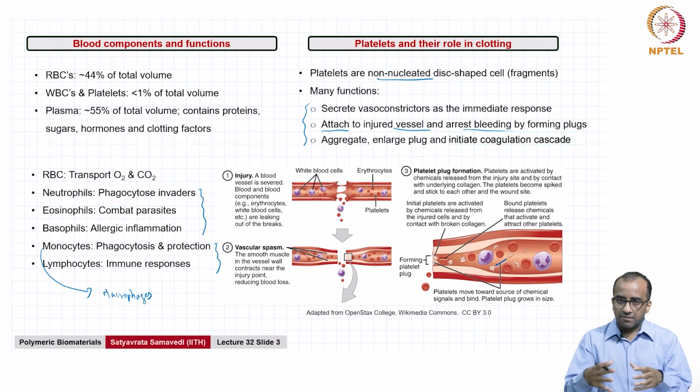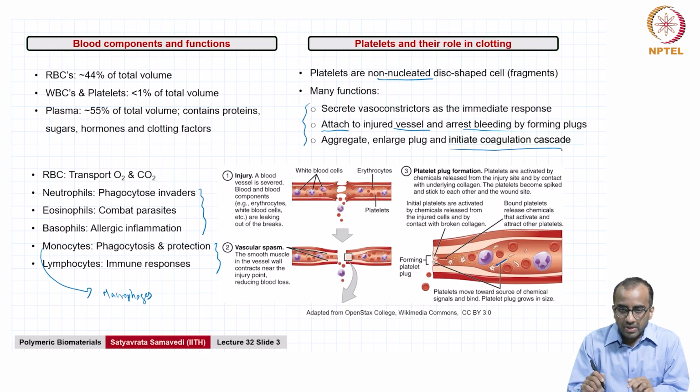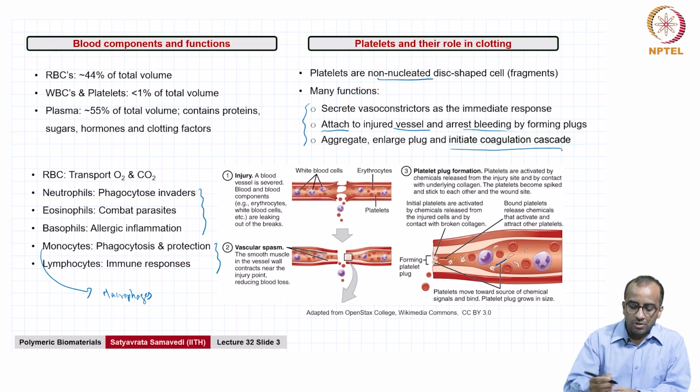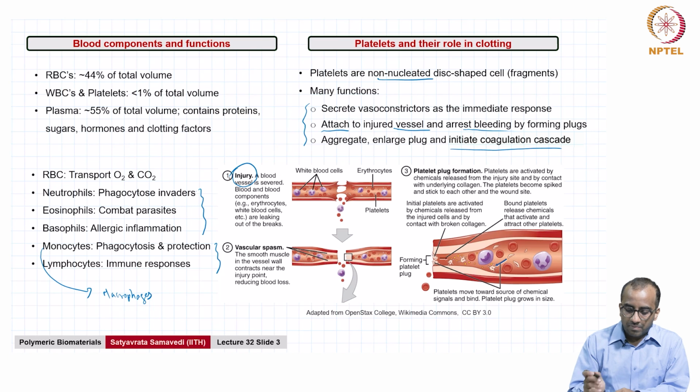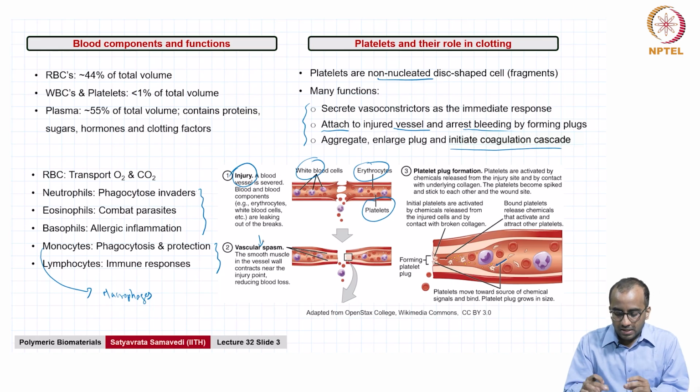Some of these platelets thereafter can bind together by bridging, enlarge the plug and then initiate the coagulation cascade. Now, shown here is a quick schematic representation of that process, highlighting the key steps involved. So, if there is an injury where the blood vessel is injured, the components, primarily white blood cells, erythrocytes, platelets, etc., leak out, and that is what is shown here.